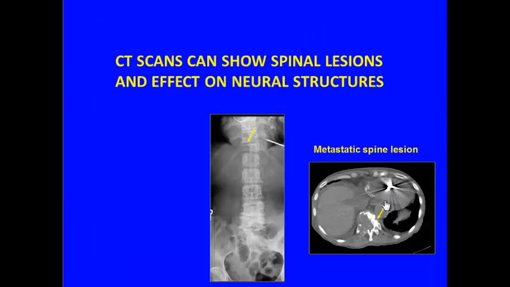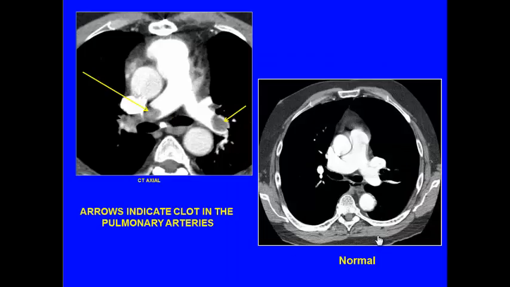And so going on, well, images can also evaluate the spine. Here's an unfortunate person, metastatic disease in the spine, and we can see that involvement there on the CT scan much better. And we can see those questions about pulmonary embolus.